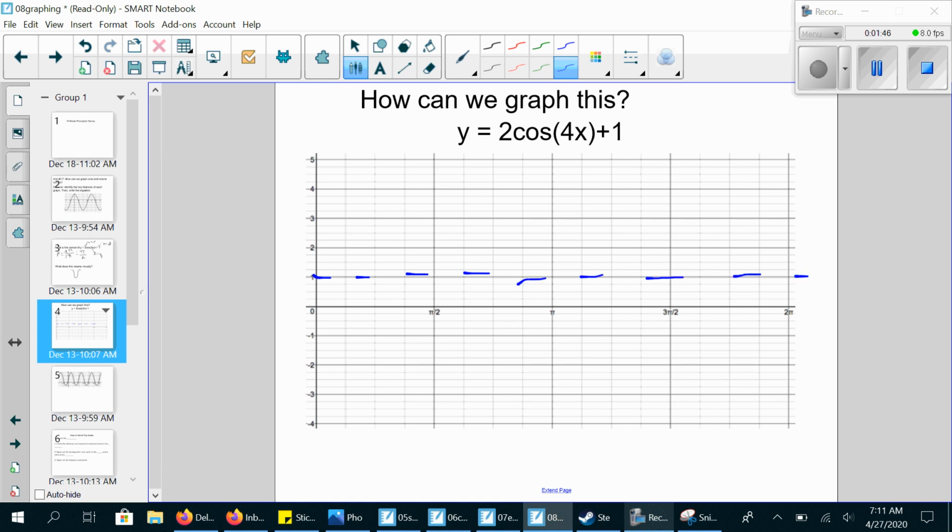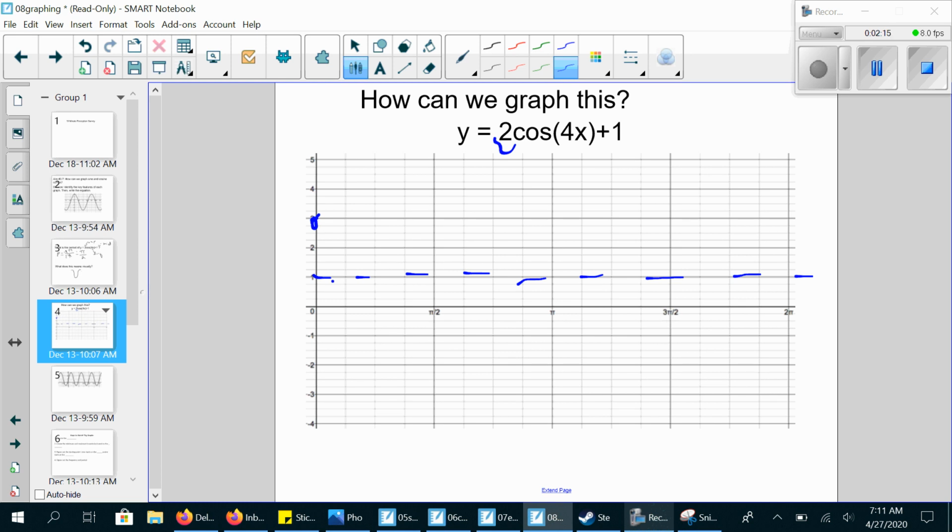That's where I know my midline is going to be. But this is a cosine graph. It doesn't start on the midline. Where is it going to cross the y-axis? It's going to cross at the maximum, so I need to find the maximum. And luckily, I also know the amplitude, right? I've got an amplitude of 2, so I know that my maximum is going to be up 2 from the midline. So I'm going to have a maximum here, and that's where I'm going to start.